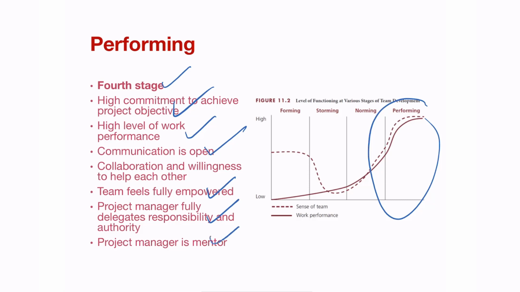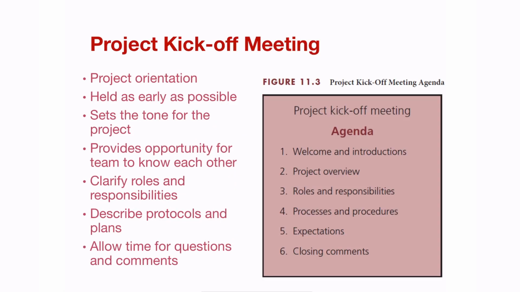At this stage, the project manager almost steps back and the rest of the team takes over and does everything that they need to do. Performance is high and sense of team is high. These stages are an important process that the project team leader or the project manager needs to be aware of. They need to understand what happens when there's conflict. They need to understand that it's a process that's developing as a team is coming together.